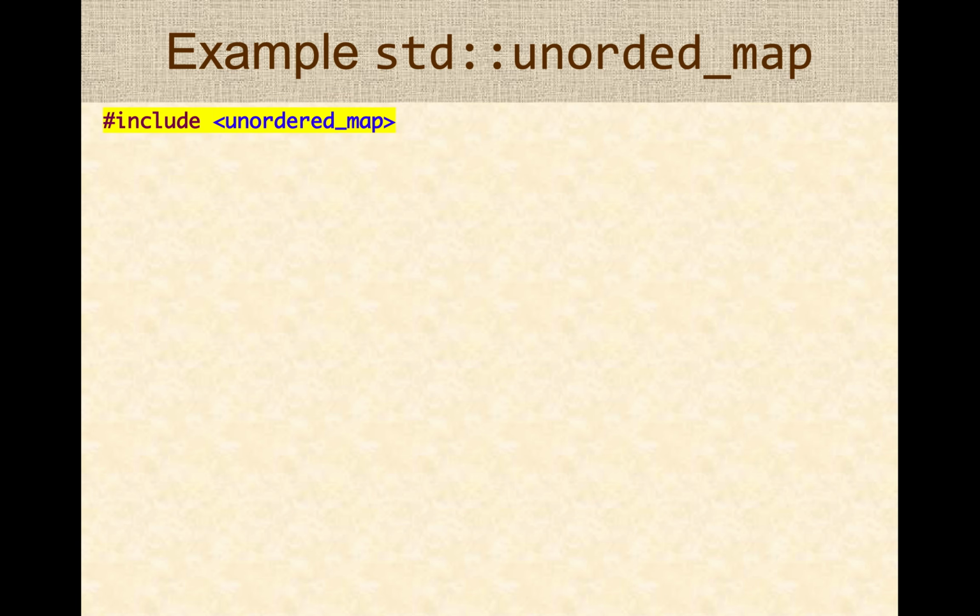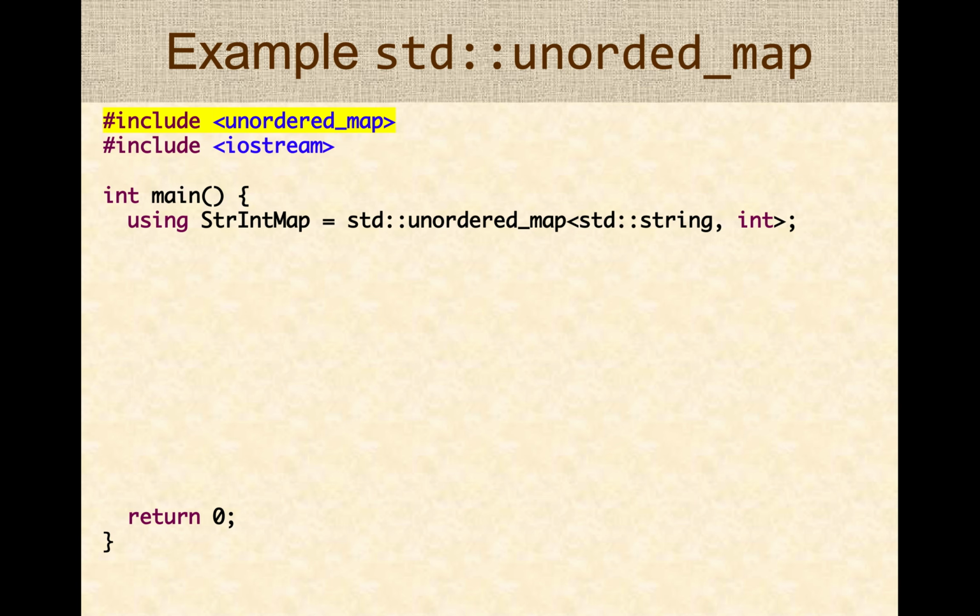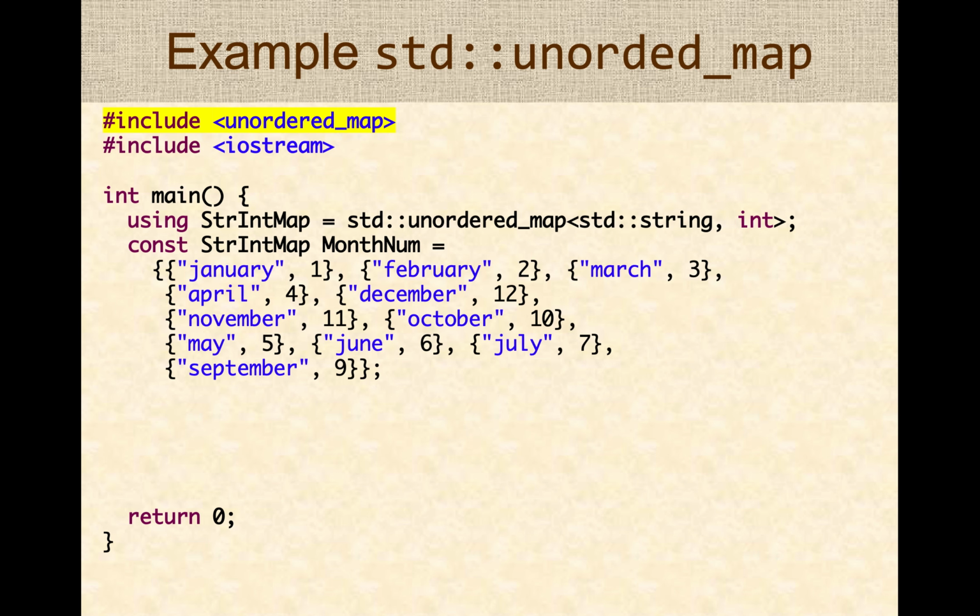Let's look at an example of an unordered map. To use unordered map, you have to #include the unordered_map header. And then let's create an unordered map with string and integers. Here I'm going to create a constant map which just has the name of the month and the number of the month associated with it. It's just initializing the unordered map.